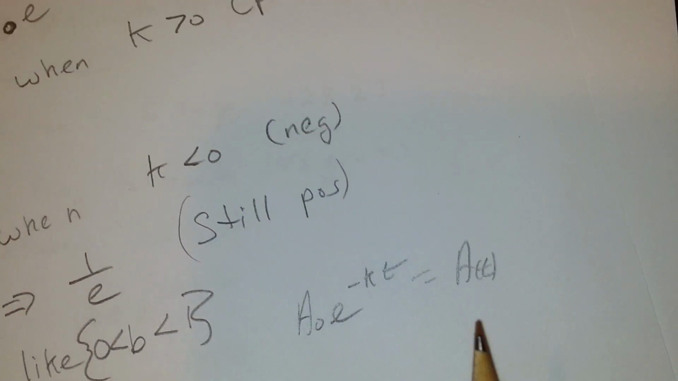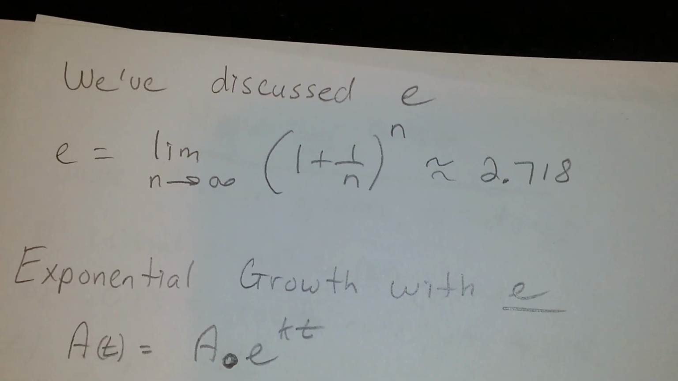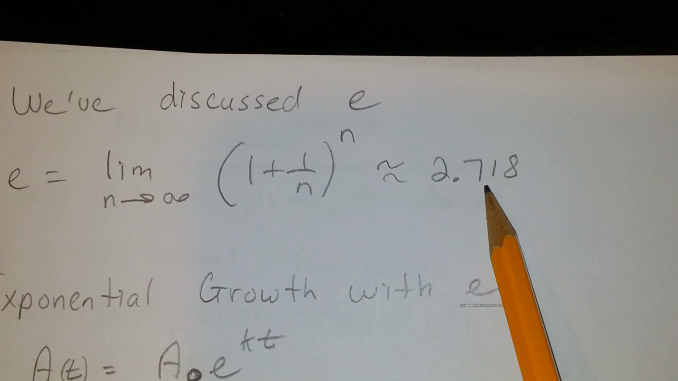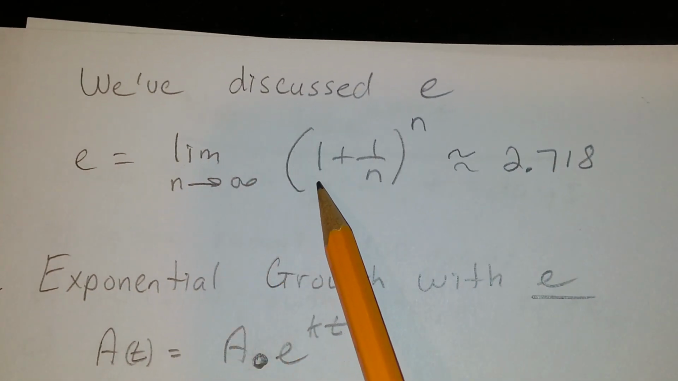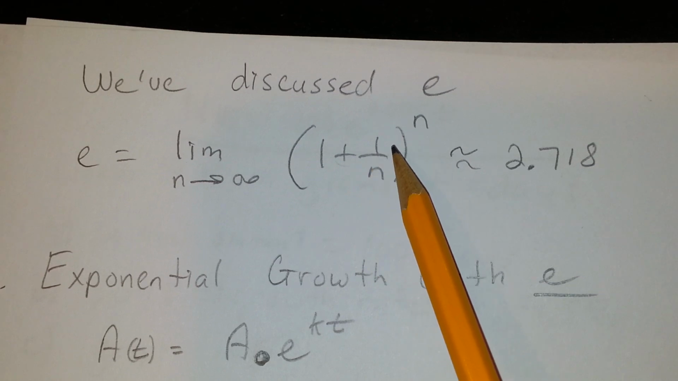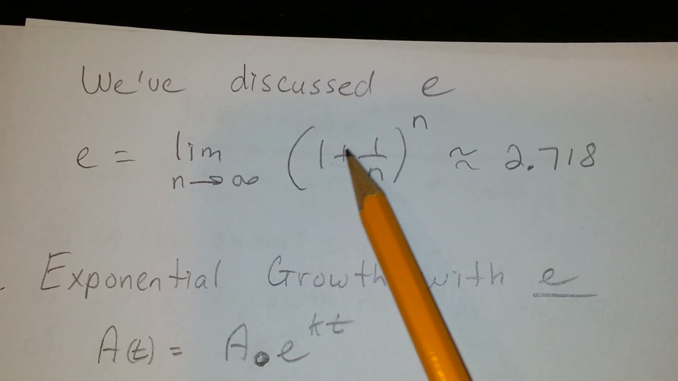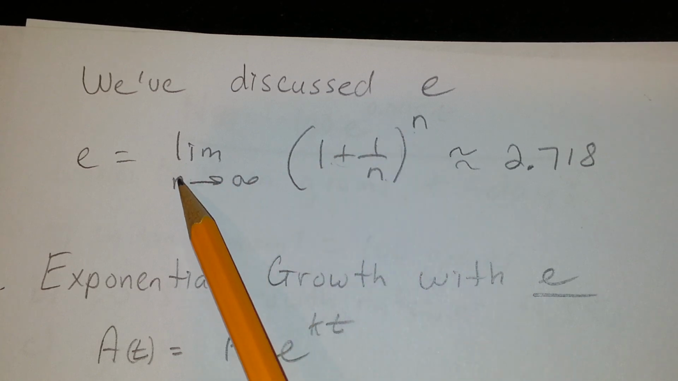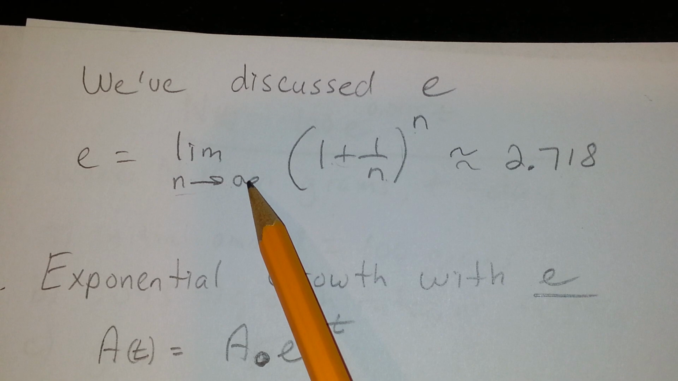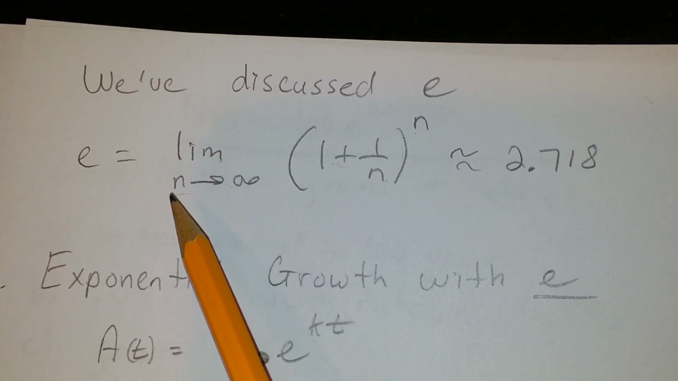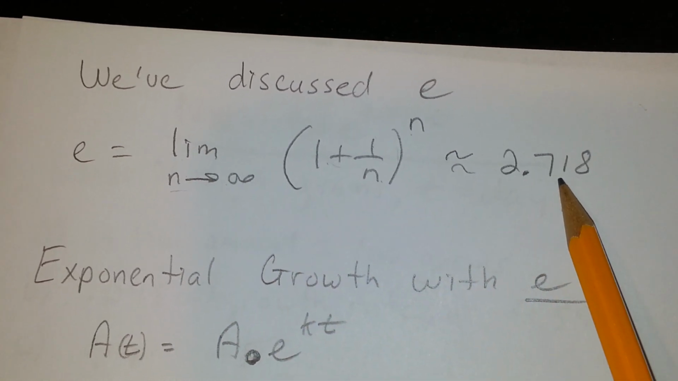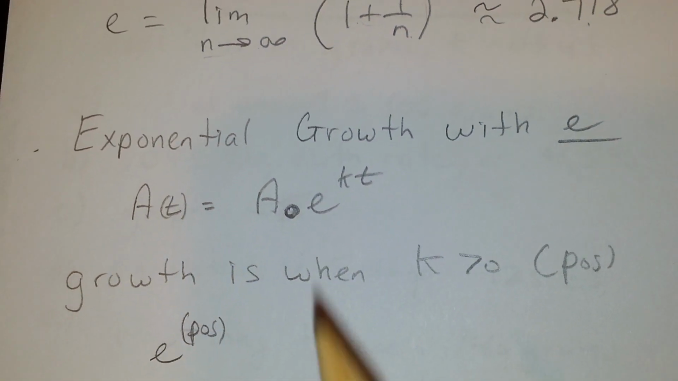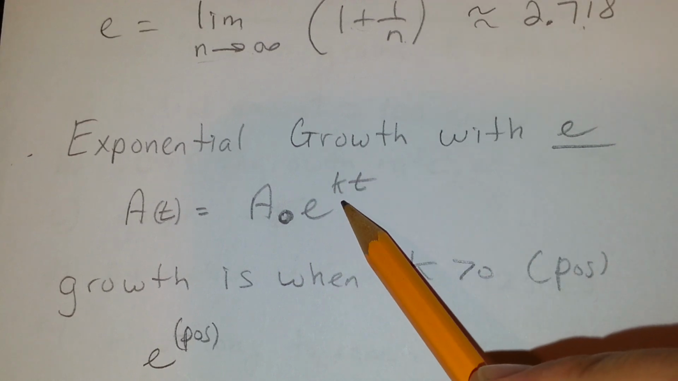Okay, now let's talk about e, which we discussed last week. The number e is approximately 2.718. We get that by taking the growth rate we used in interest rates, 1 plus 1 over n, to the n power, and bringing n all the way up to infinity. That's what's called the limit. As n approaches infinity, this will approach 2.718.